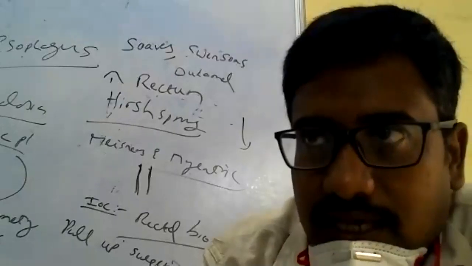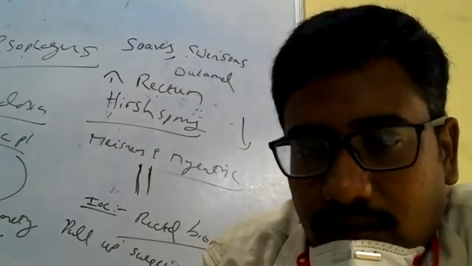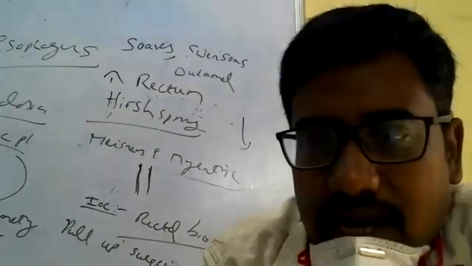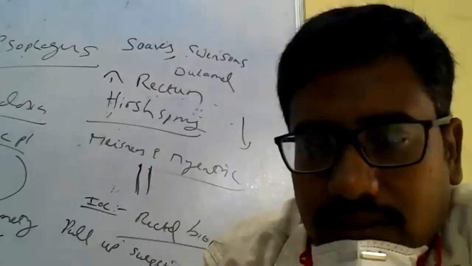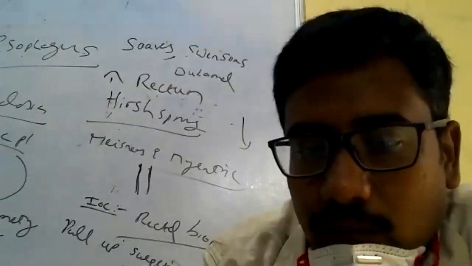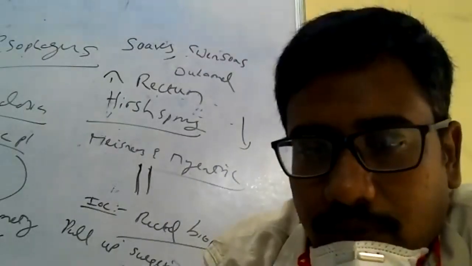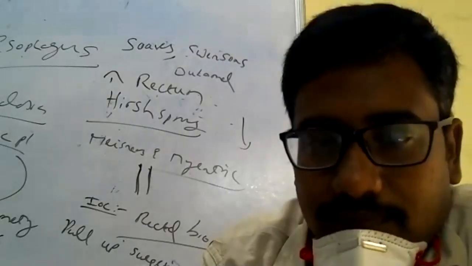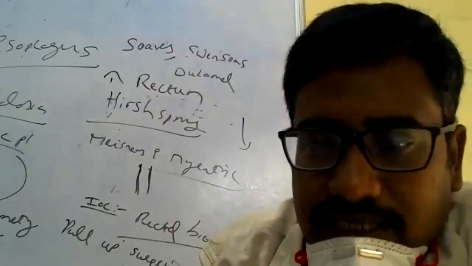Name the hiatus hernia in which intestines enter into the thorax. Type 4. Name the hiatus hernia in which GERD is absent. Type 2. Why is it absent? Because the lower esophageal sphincter is present in the abdomen. Excellent. What is the treatment of choice for achalasia cardia?